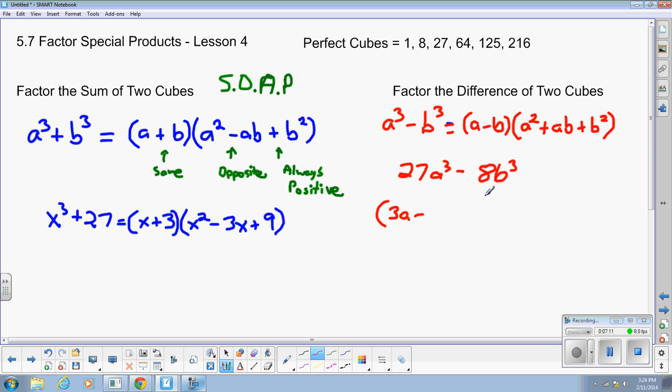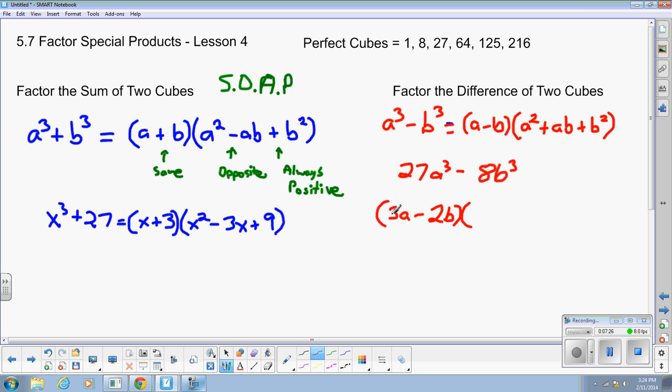All right, so here I am. Cubed root of the first term, 27a cubed. The cubed root is 3a. Minus the cubed root of 8 is 2. The cubed root of b cubed is b. Close it off.